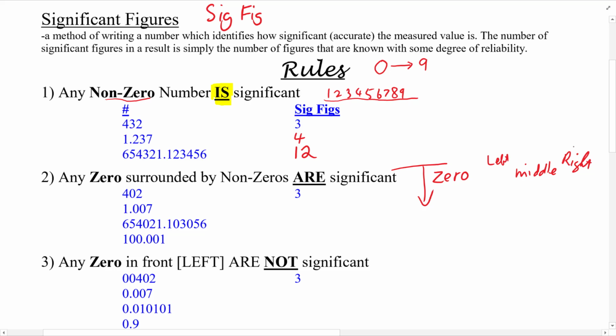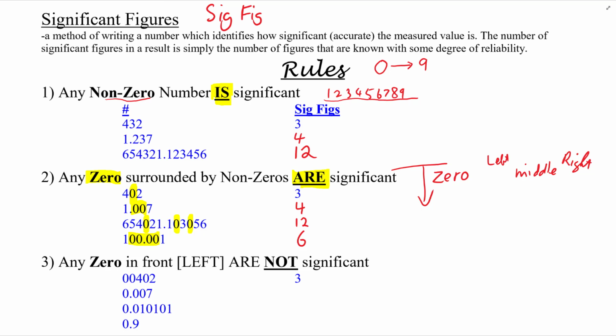So the first rule is about the middle. Anything that is a 0 and that is surrounded by non-zeros is significant. So this is a 0 and it's surrounded by a 4 and a 2. So that means that 0 is significant. The 1.007, these are surrounded by 1 and 7. That's surrounded, that's surrounded, that's surrounded. So all those zeros that I'm highlighting in yellow are significant. So that means there are 4. Again, there are 12 in this one. And this one is 6.